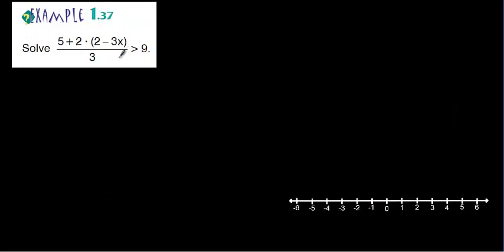Now for this type of question, when we have the distribution law and division together, we are going to do it step by step. First we should solve the division problem, because what is written in the numerator we are going to accept as one term. So it's going to be something like a over 3 is greater than 9, and for the solution, first we should send 3 to the other side with multiplication. So 5 plus 2 times 2 minus 3x is greater than 9 times 3 is the first step.